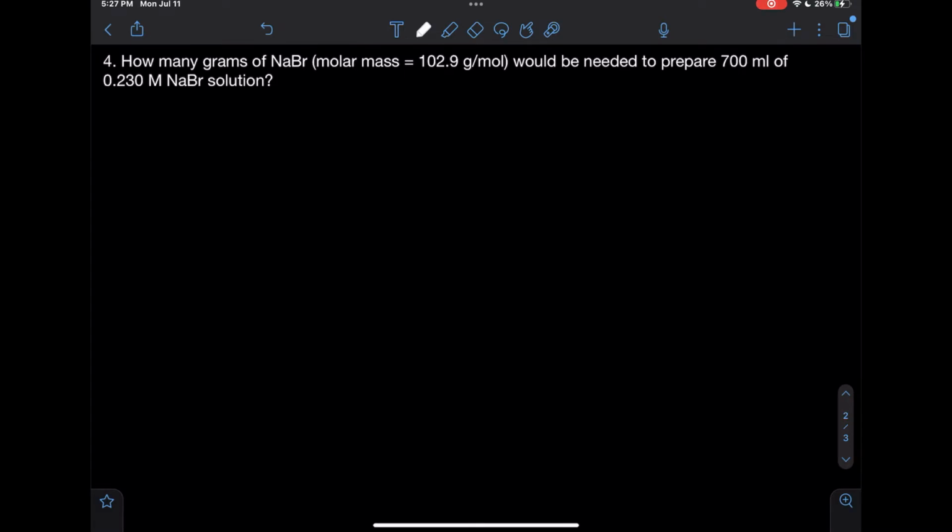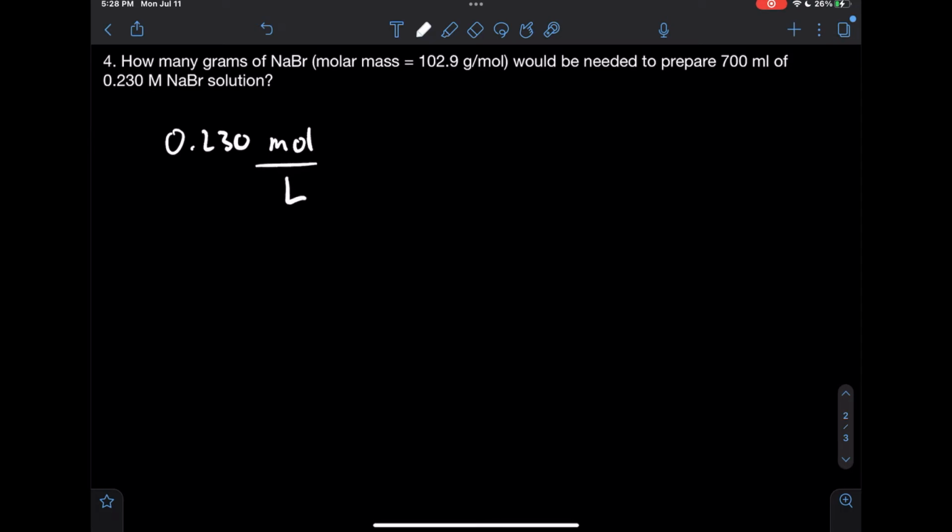The final example I have for this video is how many grams of sodium bromide would be needed to prepare 700 milliliters of 0.230 molar NaBr. This problem is a little bit different, but it's the same concepts as we were doing previously. So instead of asking the molarity, it wants to know how many grams of sodium bromide are needed to make a 0.230 molar solution. To start this problem, we know that 0.230 molarity is 0.23 mole per 1 liter.